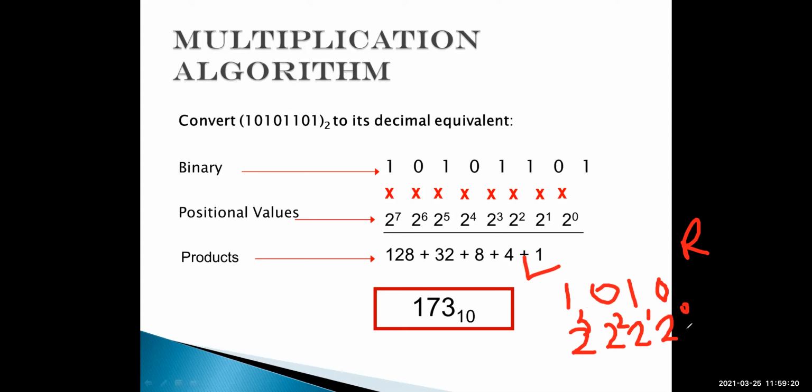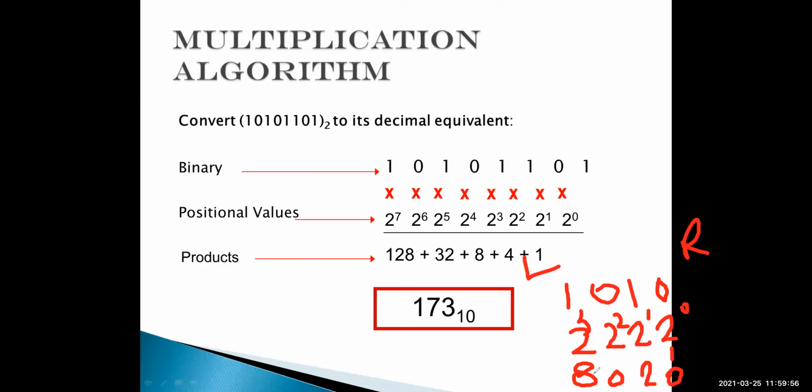So 2 raised to 0 means 1. If 1 multiply with 0, its answer is 0. Then 2 raised to 1, can anyone tell me 2 raised to 1? 2. So 2 multiply with 1 is 2. So I am writing 2 here. 2 raised to 2 means 4. 4 multiply with 0 is 0. Last digit, 2 raised to 3. Can anyone tell me what 2 raised to 3 means? 8. 8 multiply with 1. So I am writing 8 here.